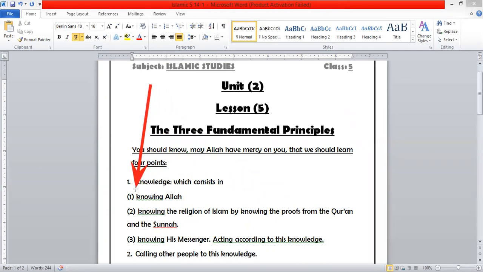So in the knowledge, there are three things: knowing Allah, knowing His messenger, and knowing the religion. So, knowing Allah, knowing the religion, knowing the Prophet Muhammad, peace be upon him. In knowledge, three things come in this category.